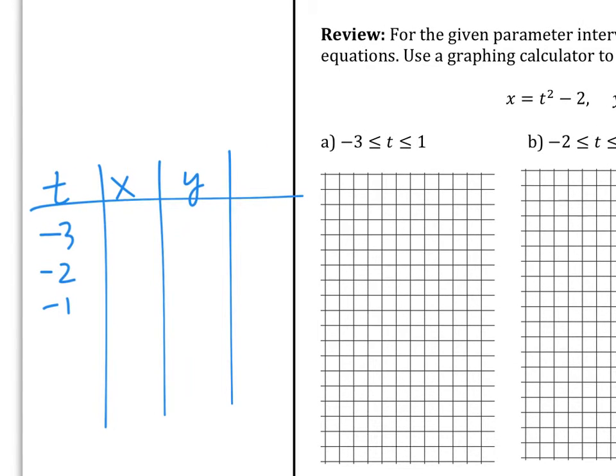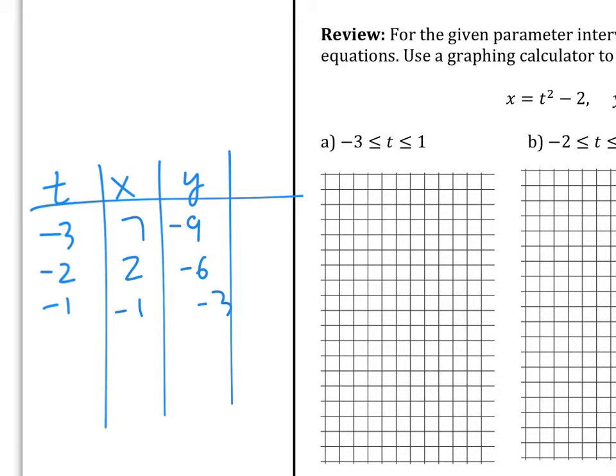Remember this? So just graphing it, x is equal to t squared minus 2. So when t is negative 3, just plug it in. You get 7. Y is 3t. So when t is negative 3, y is negative 9. Are you guys good? Easy stuff. Okay, so go ahead and just do those numbers, and then we're going to graph them. Okay, so it goes 2, negative 6, negative 1, negative 3.